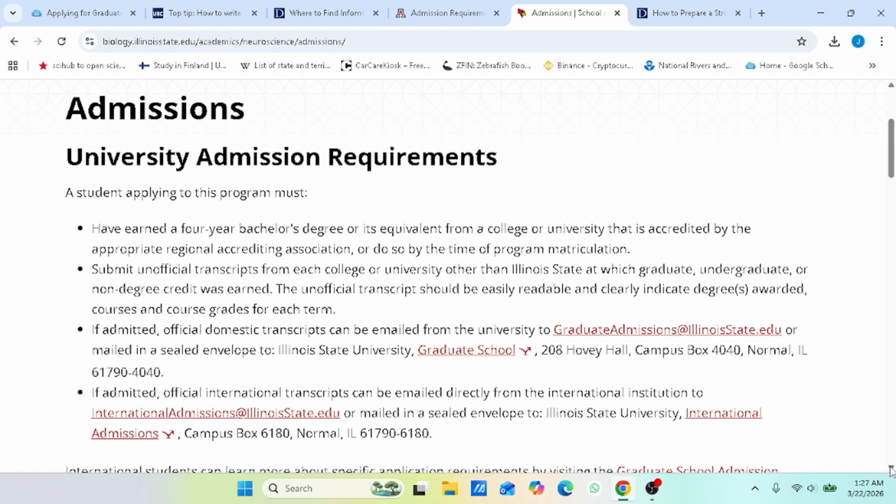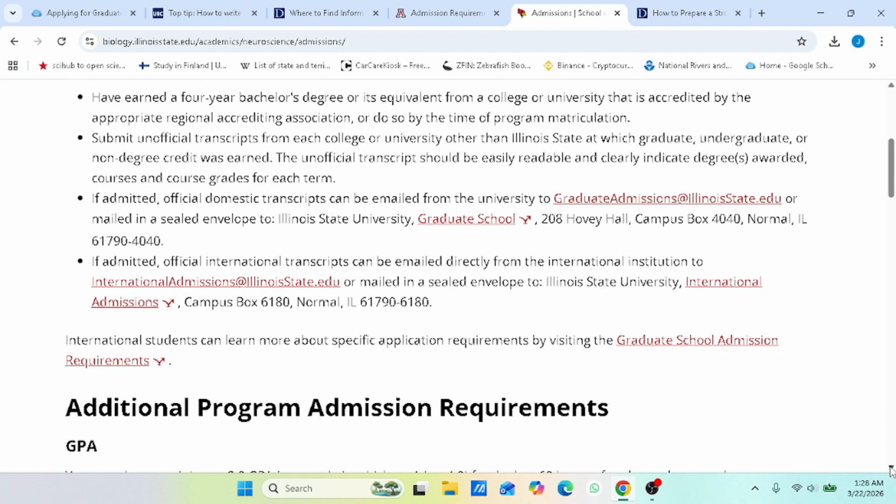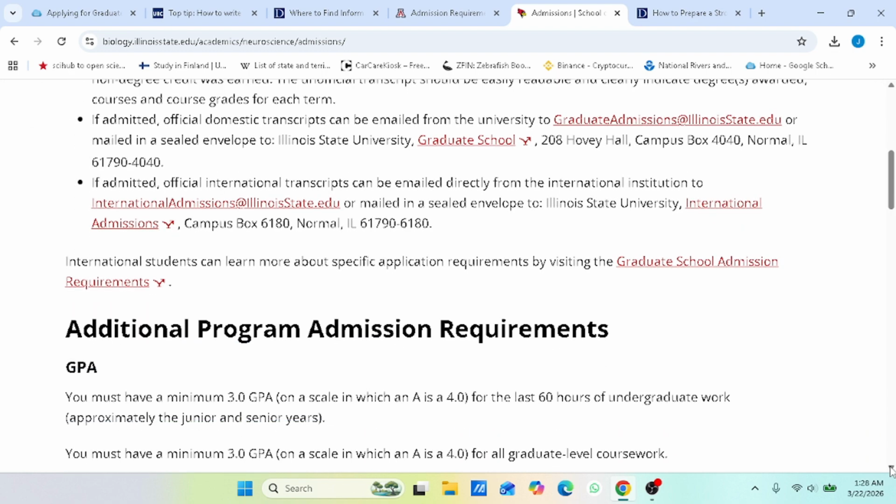There they are. You must have a 4-year degree. Submit, that's number one. Number two, submit official transcripts. Number three, if admitted, the transcripts can be emailed from the university to the admissions office, or alternatively, if admitted, official international transcripts can be emailed directly from the international institution to this graduate school email. That is it. We have additional requirements from graduate school admission.